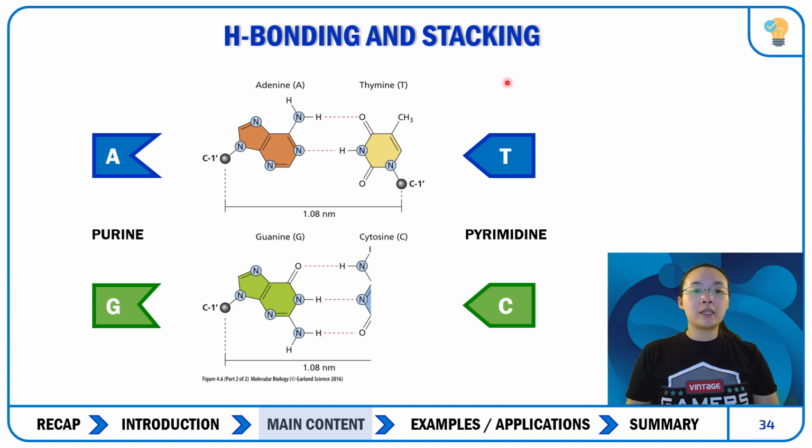So hydrogen bonding and stacking. What does this mean? So hydrogen bonding and stacking allows DNA to keep its shape and its form. So you have your hydrogen bonds between your bases, and then you have stacking between your phosphates. So this would be stacking, and between this, sideways, would be hydrogen bonding.